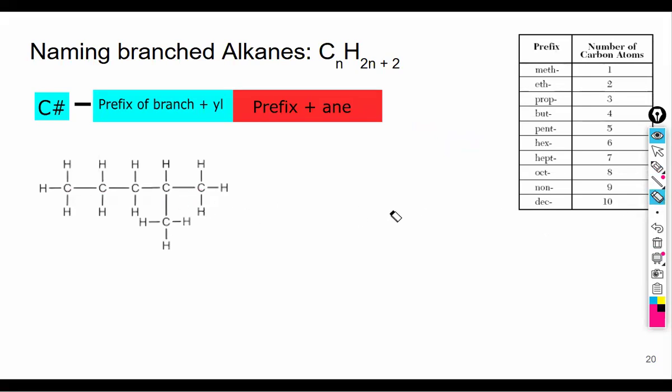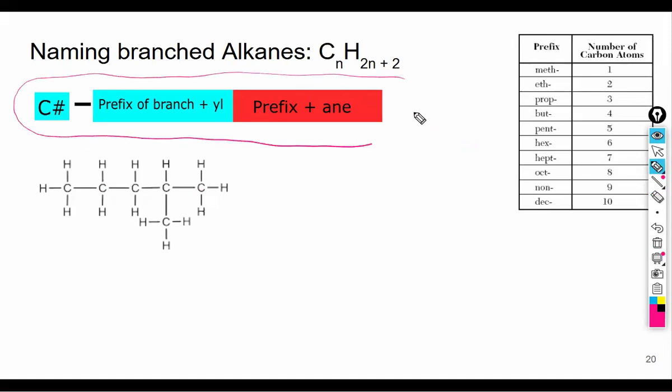Now, naming branched alkanes is a little bit more difficult. And this is the naming format here. Don't worry, I'm going to explain it. What you need to do first is look at the main branch. Not the main branch, the trunk.